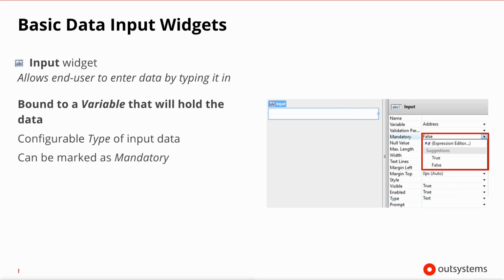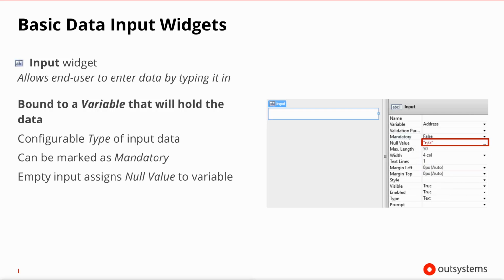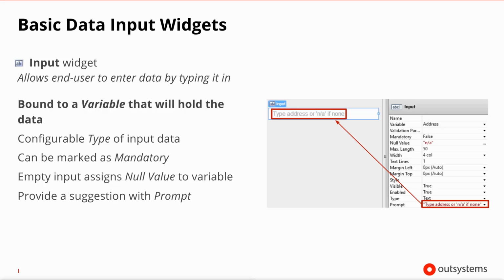If you want to force the user to provide some information into this input before submitting the form that it's part of, you need to set it as mandatory. If you specify a null value in a non-mandatory property, if the user leaves it blank, this will be the value that's assigned to the bound variable. Finally, you can specify the prompt property. This will give the user a hint of what you expect to be typed in to this input.